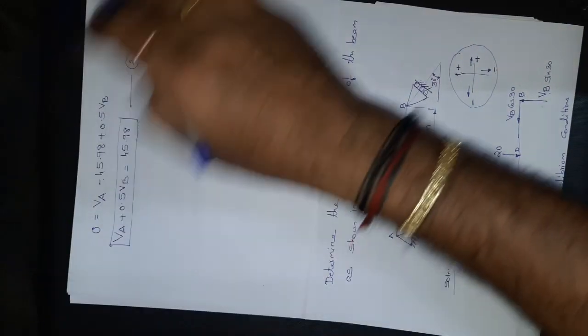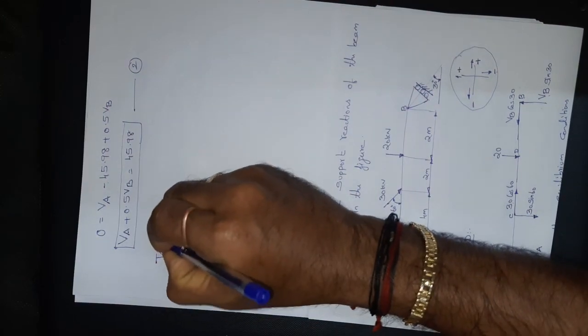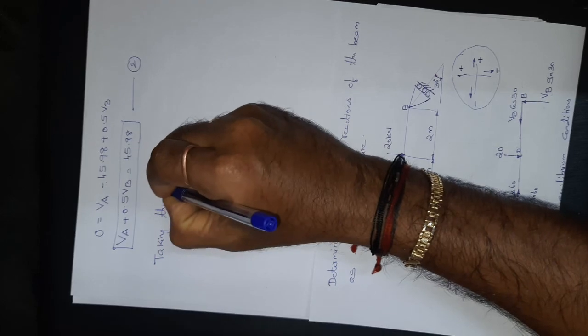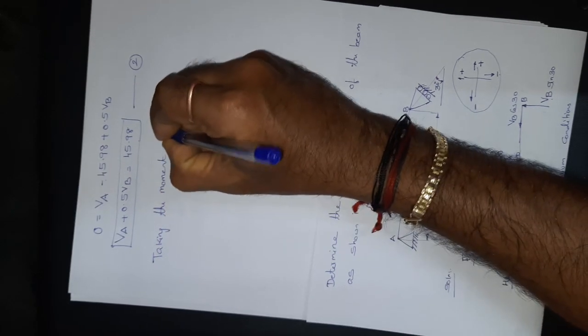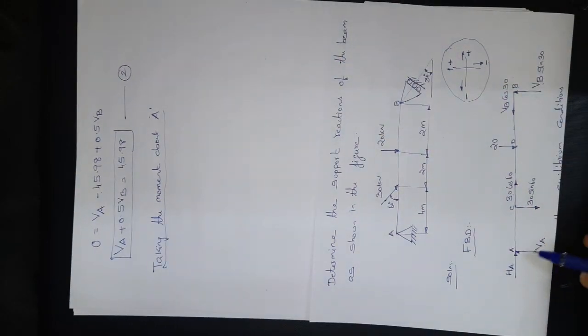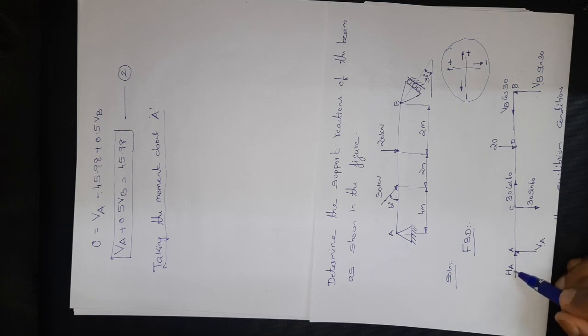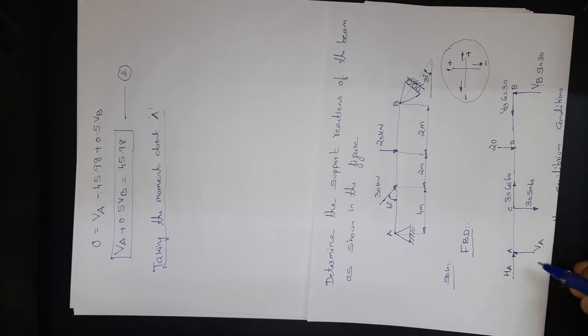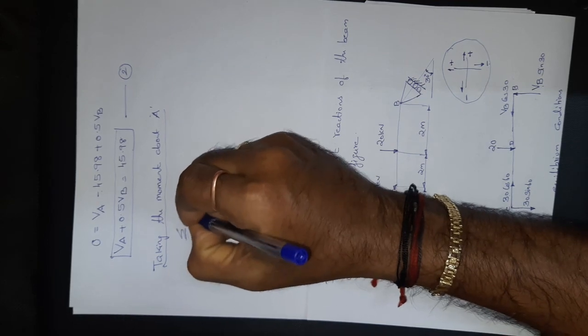Next, I'm going to take the moment about point A. Right, I'm going to take the moment about point A. So at the origin there is no perpendicular distance, isn't it? So the forces HA and VA are there, but they both don't have a perpendicular distance, then the moment would be 0. So moment is the product of force and its perpendicular distance, isn't it? So summation MA equal to 0.